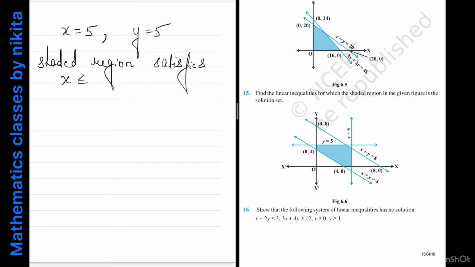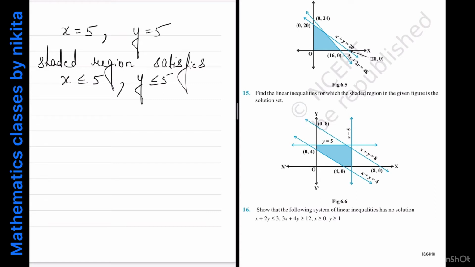x less than or equal to 5, and for the line y equal to 5, if you see this line, then this line again in the plane divides the Cartesian plane into two halves. One is the lower half plane and the other one is the upper half plane. But if you note that both the origin as well as the shaded region, they both lie in the lower half plane. Okay, and origin satisfies which inequality, that y is less than or equal to 5. So therefore the shaded region will also satisfy y less than or equal to 5.